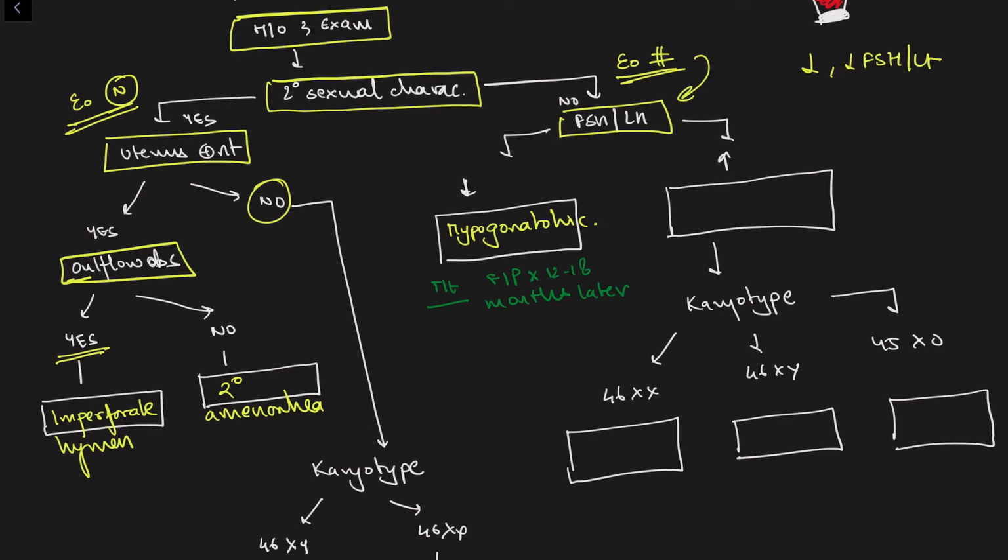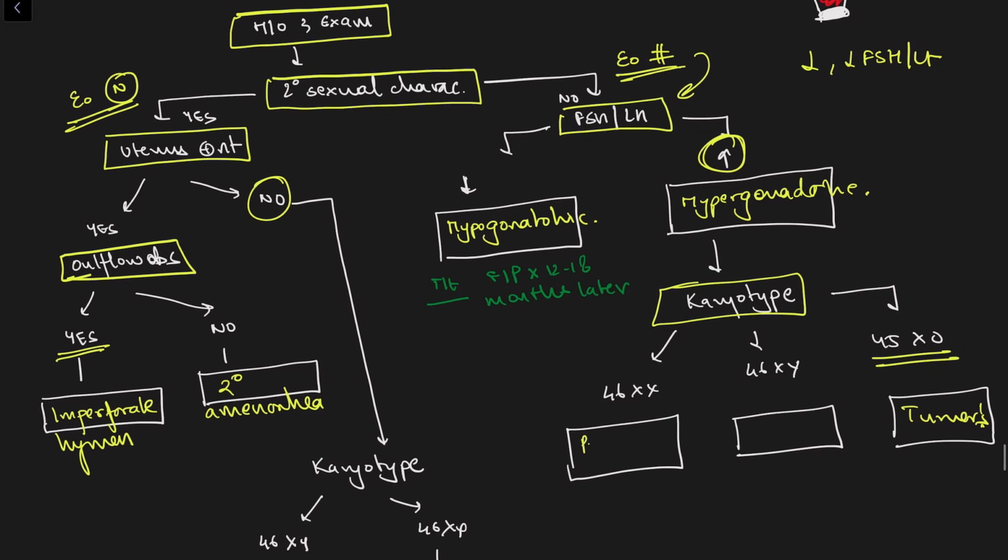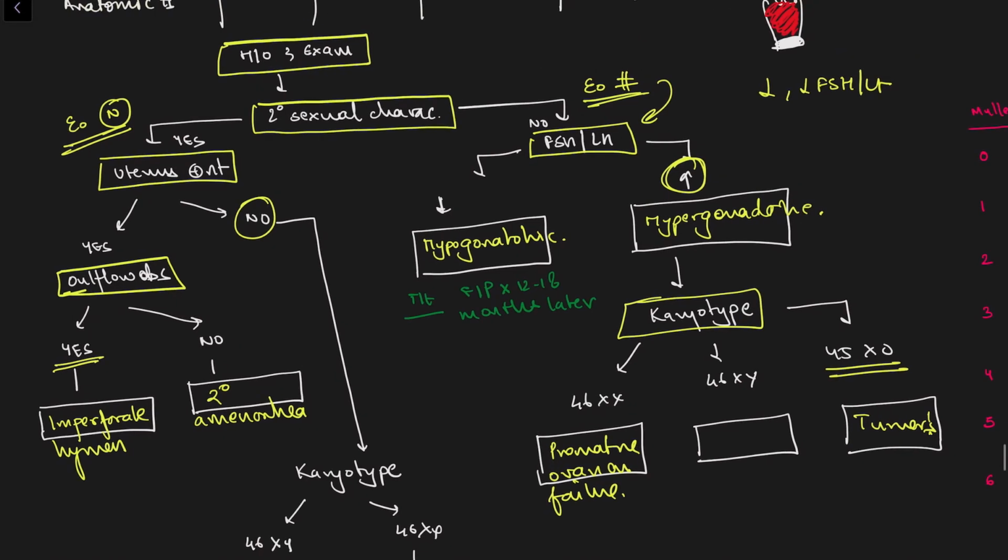But if the FSH and LH are high, then this is hypergonadotropic hypogonadism. In this, we will do the karyotype. Right, if it is 45XO, diagnosis is easy. This is Turner's. 46XX, this is premature ovarian failure. And if it is 46XY, this is partial androgen insensitivity or Swyer syndrome.